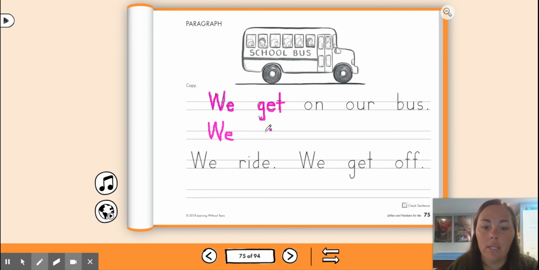Now let's come down here and let's see if we can write it. G, go down, E, and T.